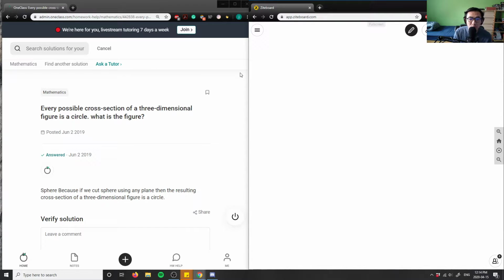So it says every possible cross-section of a 3-dimensional figure is a circle. What is the figure? So think about that for a second.